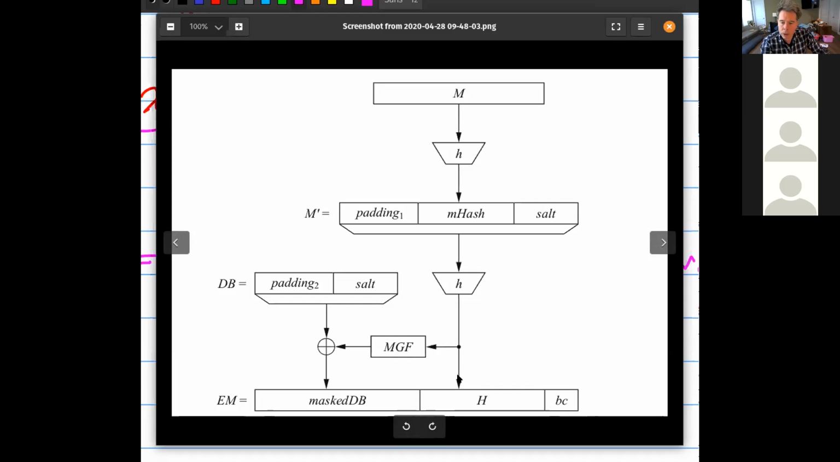That will XOR this H with this thing, and what that will give you back is padding and salt. So now you've recovered the padding and the salt. Well, okay, you don't care about the padding, you knew that before. But you've recovered the salt. Now that you have the salt, you can take the message yourself and do this whole process. So you take the message and hash it, and then add the salt, and then do all this stuff, and you can ask yourself, did I get EM? If the answer is yes, then the signature is valid. And if the answer is no, then the signature is invalid.